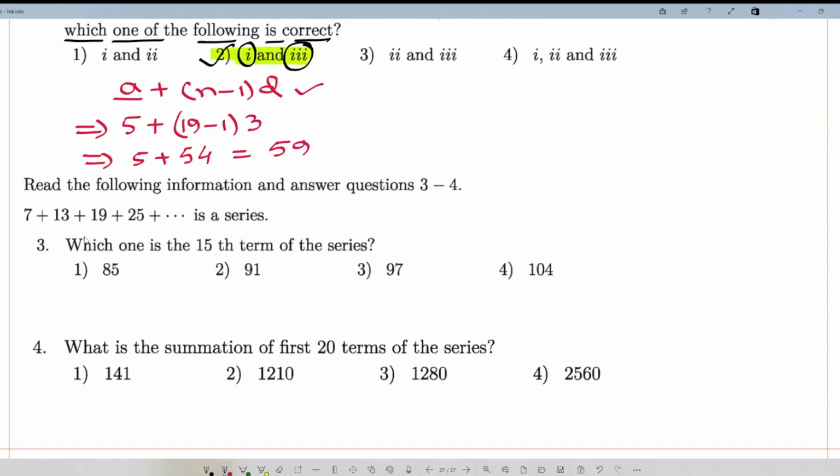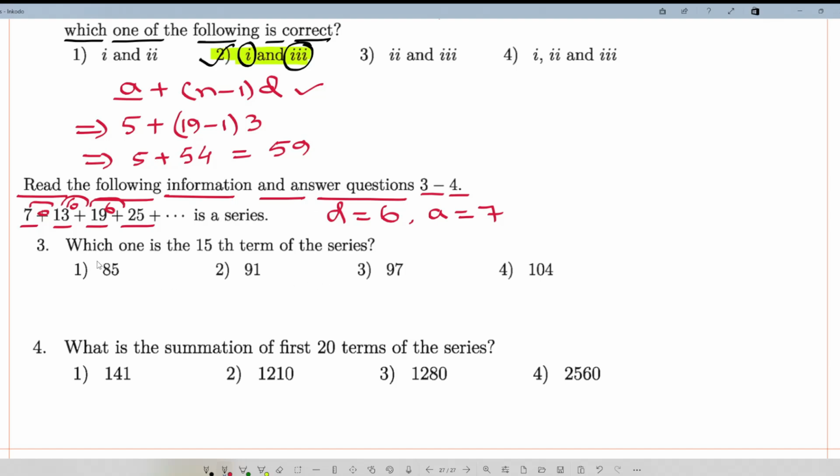Next question. Read the following information and answer questions 3 and 4. Here is a series: 7 plus 13 plus 19 plus 25. First we have to know what kind of series this is. This is an arithmetic series because look, 25 and 19 differ by 6, 19 and 13 differ by 6, and 13 and 7 differ by 6. So d equals 6, and a, the first term, is 7. We just note this.